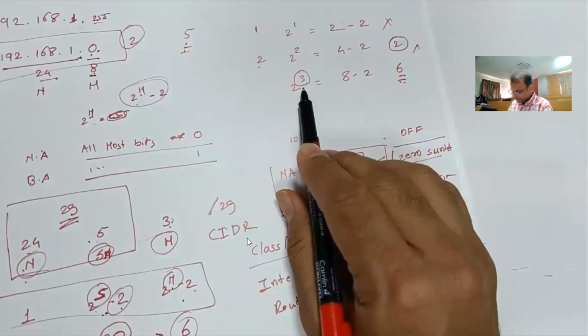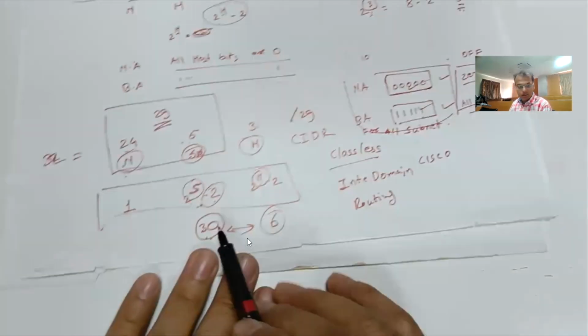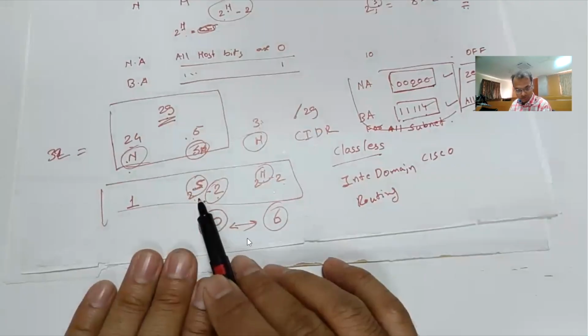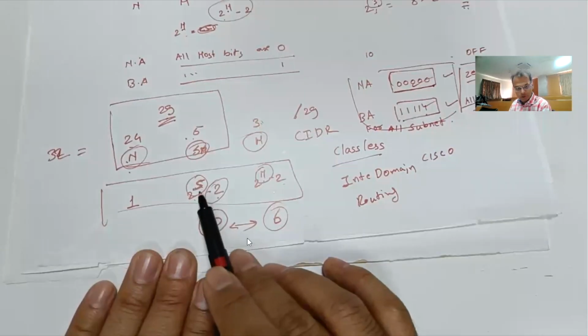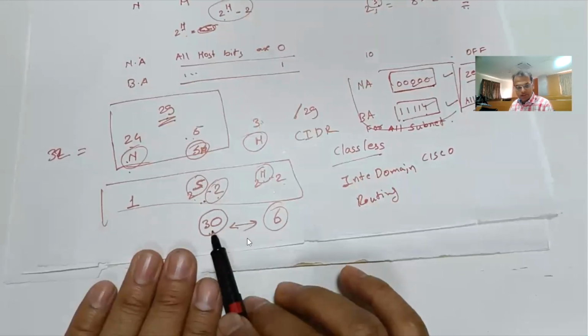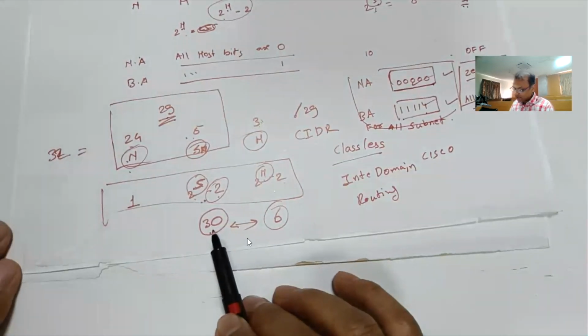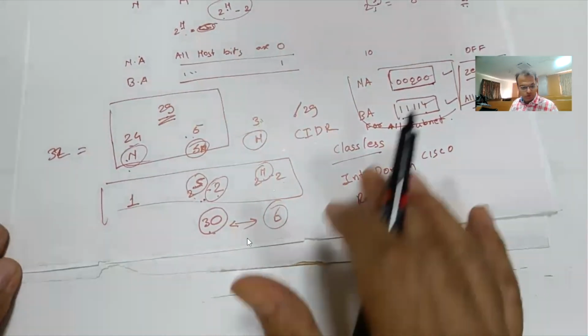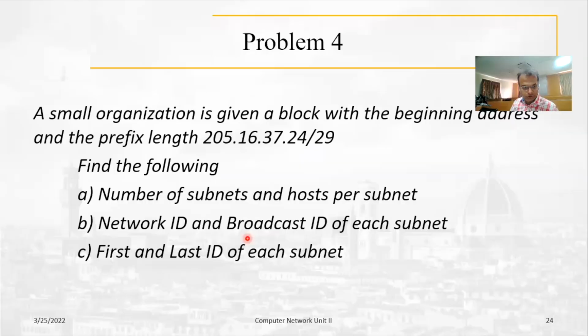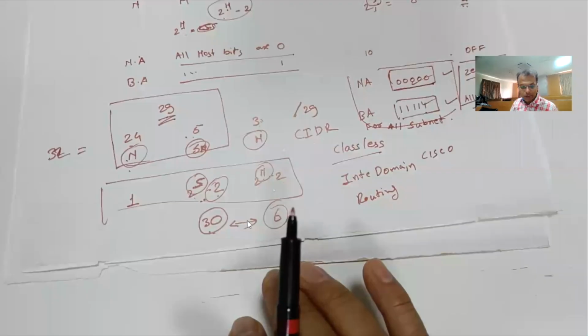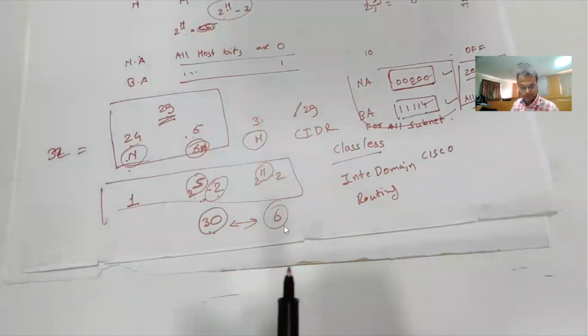Okay. And number of subnet bits are 5. So total subnets are 30 and number of hosts per subnet are 6. So the answer of first section A is number of subnets and hosts per subnet that we have already calculated, 30 and 6. Any doubts, guys, here?